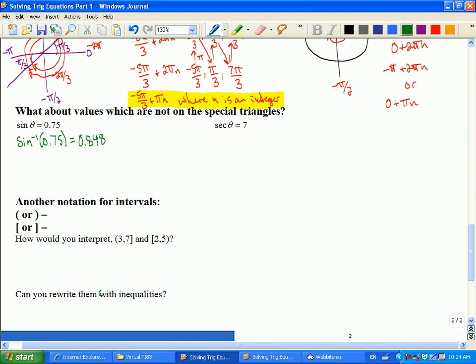0.848. And if we wanted to give the set of answers, what my calculator has given me is a reference, right? So this is going to be positive. It's the same process. I'm looking in here, and my reference is 0.848.